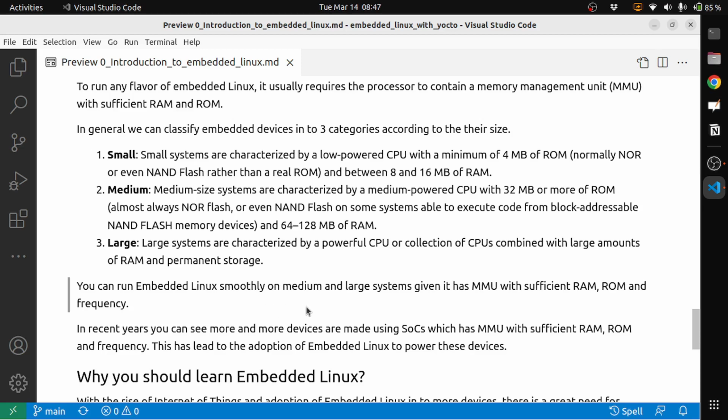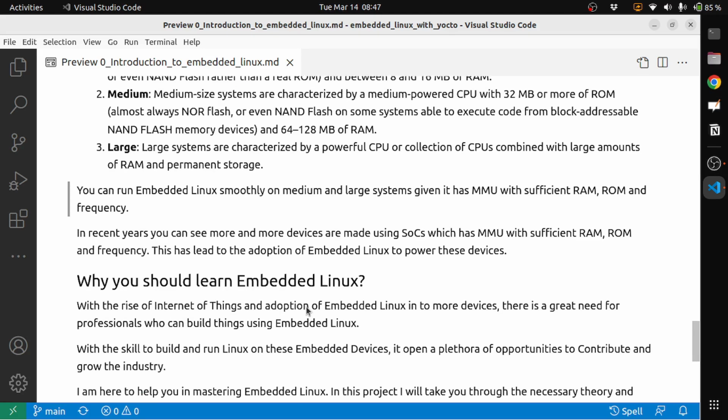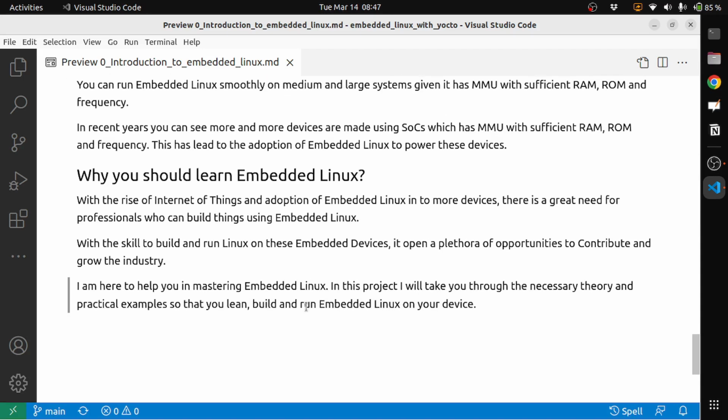Well, now we know a little bit about embedded Linux and where it is used. The next question that comes is, why should you learn embedded Linux? With the rise of the Internet of Things, or IoT, and adoption of embedded Linux in more devices, there is a great need for professionals who can build things using embedded Linux. So with the skills to build and run Linux on those embedded devices, it opens a plethora of opportunities to contribute and to grow in the industry.